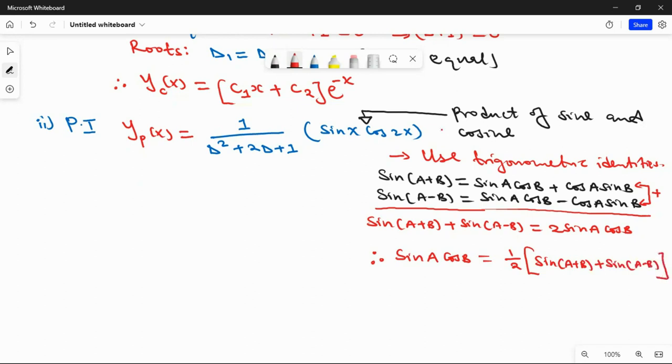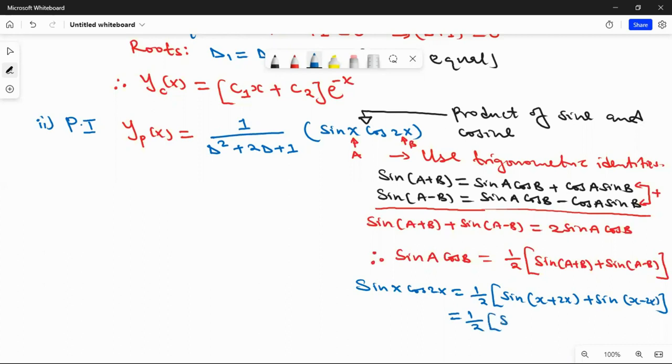So this is what we use to be able to express sine A cos B in terms of sines of multiples of those angles. So if I put A is equal to x, because this is our A, and our B is equal to 2x, so what will you get as sine x cos 2x? Therefore, sine x cos 2x is the same as 1 over 2 sine of x plus 2x plus sine of x minus 2x, which is the same as 1 over 2 times sine 3x plus sine of negative x. But remember, sine is an odd function. So sine of negative x is the same as negative sine x.